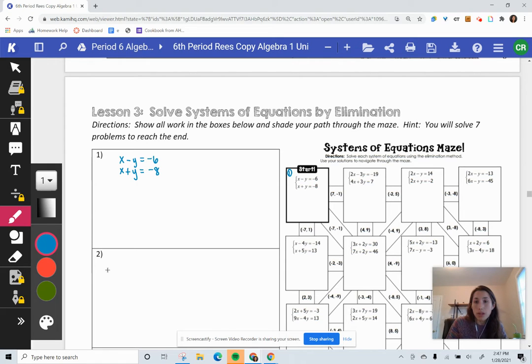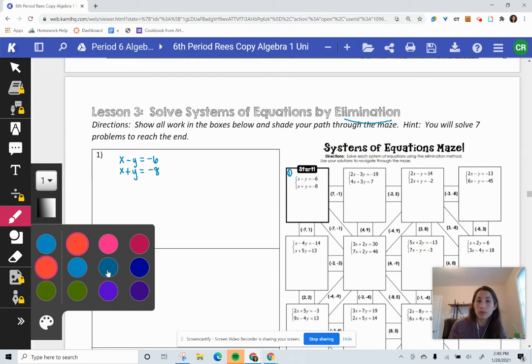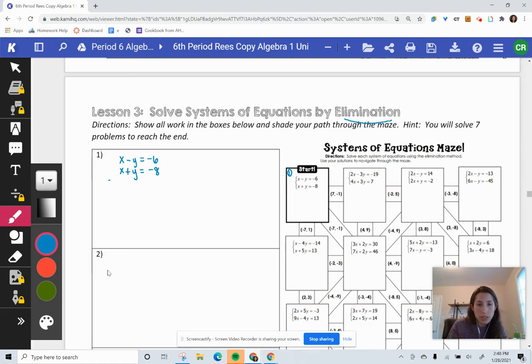So we see this word here, elimination. What that means is we want to add our equations together so that when we add them, one of the variables is eliminated. Right now, if we add them together, that's going to give us x plus x, which is 2x. And when I add y with a negative y, that's going to become 0. That's our whole purpose of elimination. So we end up with 2x equals negative 14.